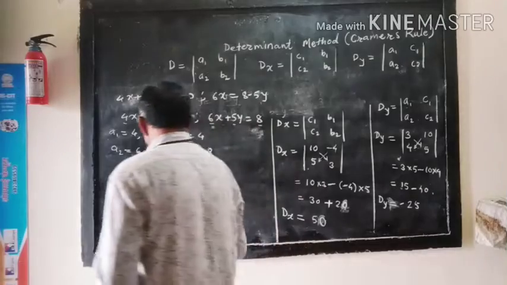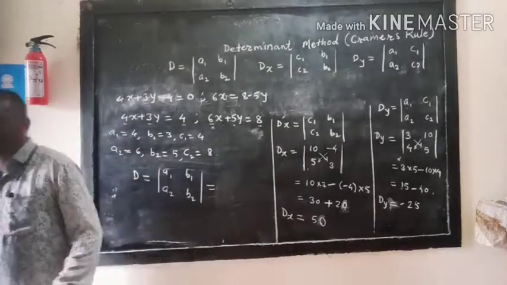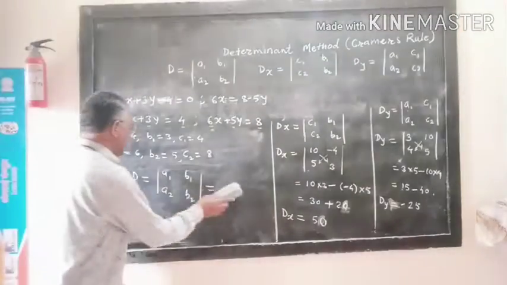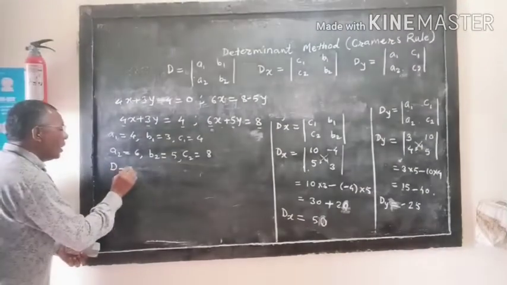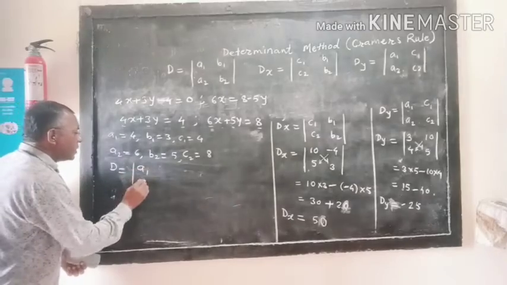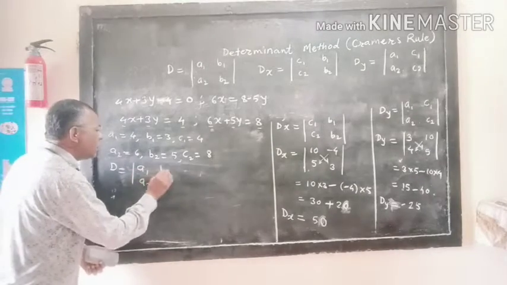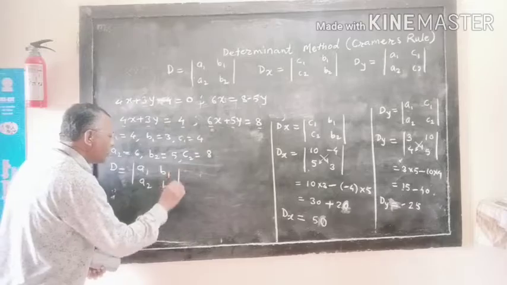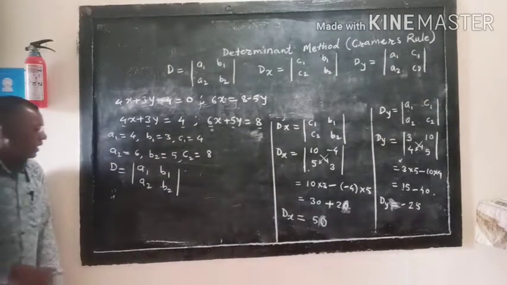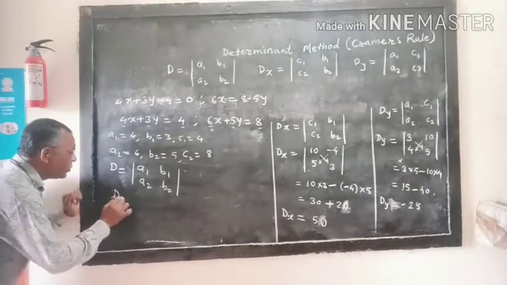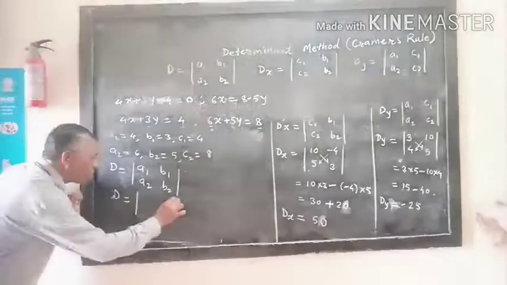The value of D is here. D is equal to, right here, D is equal to a1, a2, b1, b2 in this one. It is a determinant and D is equal to, we will put the values of these.